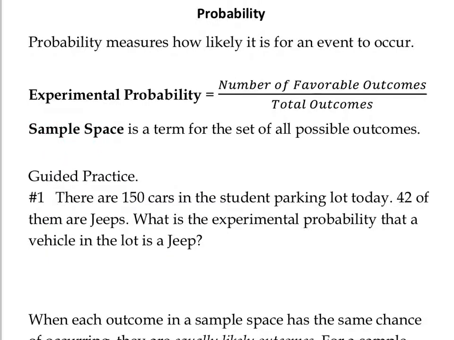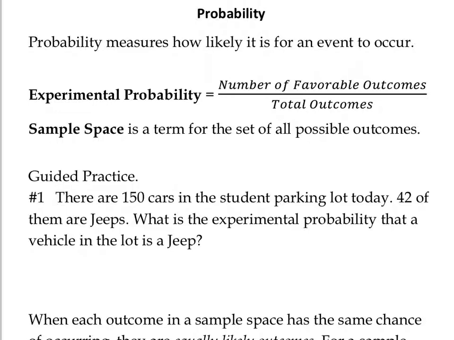So in this first example, it says there are 150 cars in the student parking lot today. 42 of them are Jeeps. What's the experimental probability? So we have an actual experiment. We have cars in the parking lot and 42 of them are Jeeps. What's the probability that a vehicle in the lot is a Jeep? So you just randomly pick a vehicle. What's the probability that it's a Jeep?